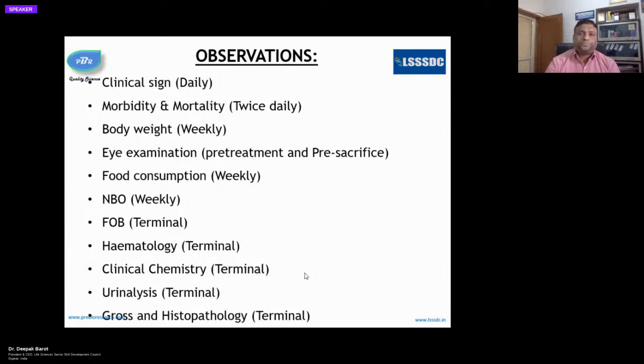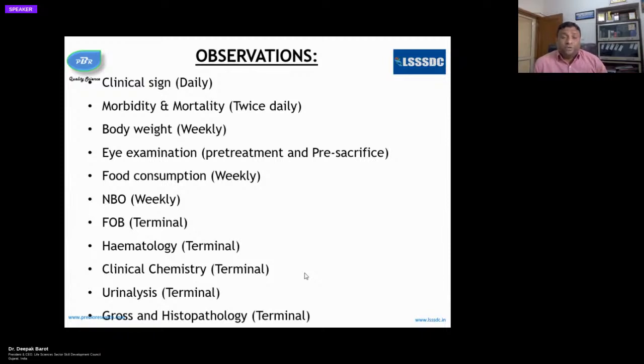In general, for any toxicity study, these are the very common observations we make, like clinical signs. On a daily basis, we want to see their clinical signs. We want to check if they're alive, they are active. So morbidity, mortality. Now, once a week, we can check their body weight, if at all it is increasing or decreasing, and you can correlate to toxicity. Eye examination, ophthalmological examination, is a must before the treatment and just before the sacrifice of the animals.